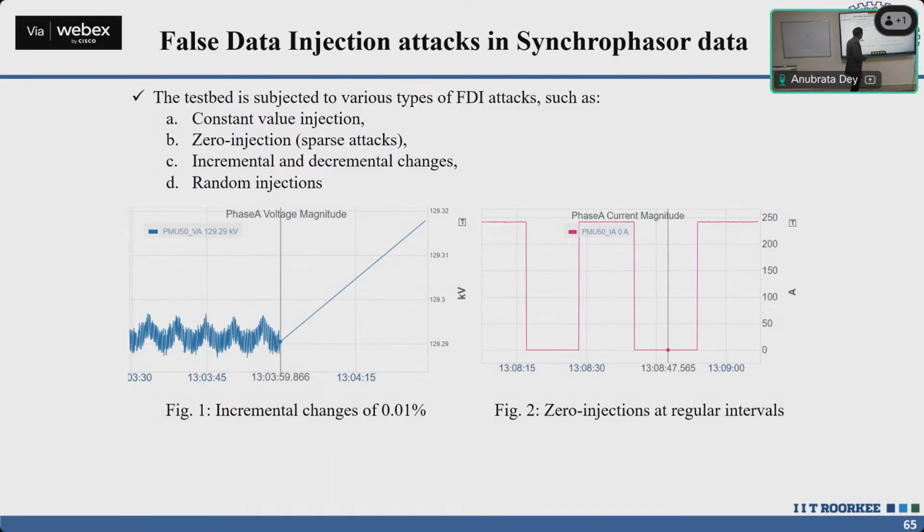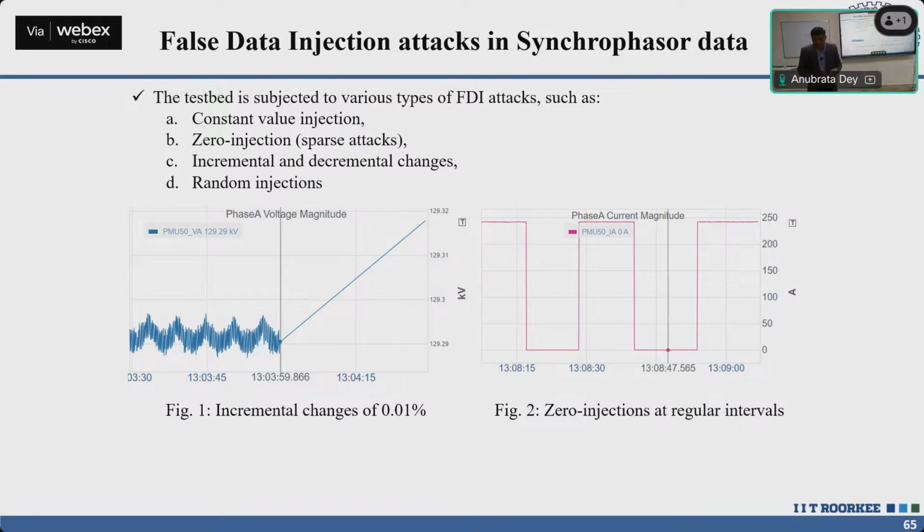This is an example of another type of attack known as a false data injection attack. What you are doing is adding some incremental value to your actual data, which is transferred by the PMU to the PDC. Here we have shown an incremental change of 0.01%. You add this, and then you can see the output. In the same way, here you add some zero injection. Earlier you have this value, then it becomes zero, again you have some value, again it becomes zero, like that. This is known as zero injection.